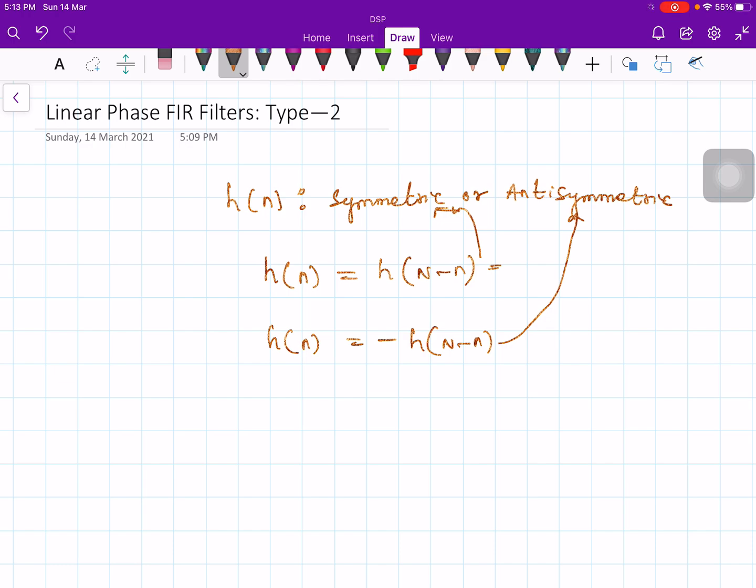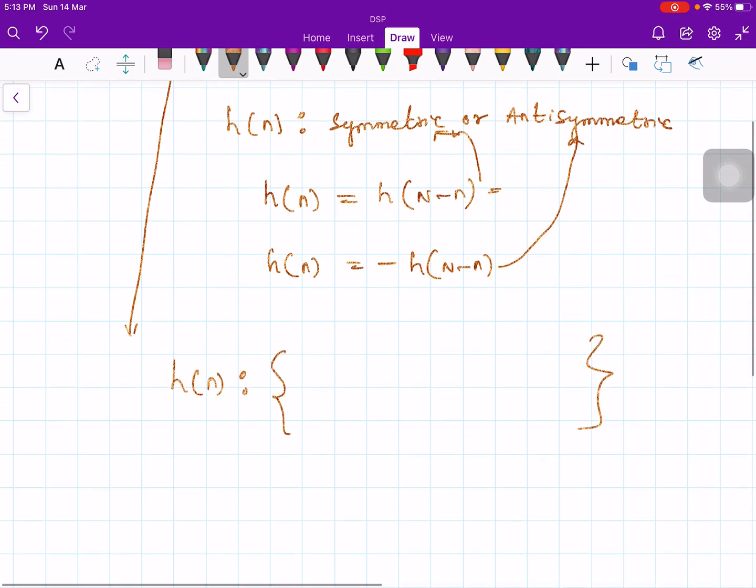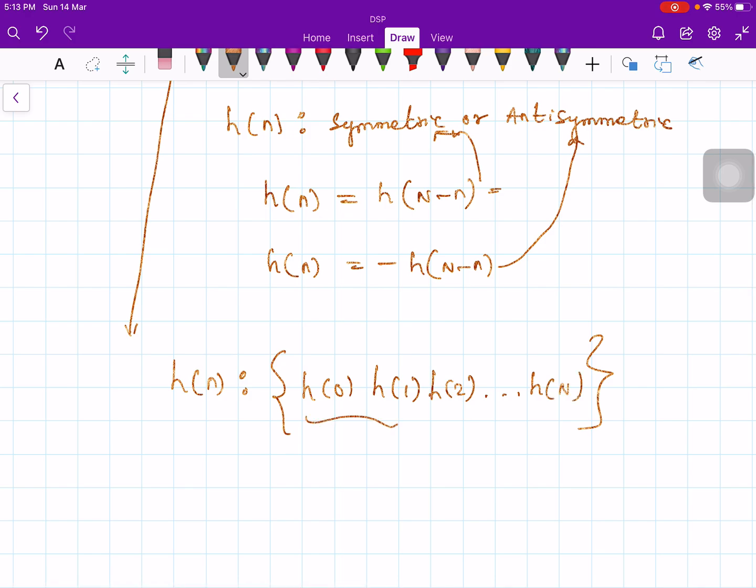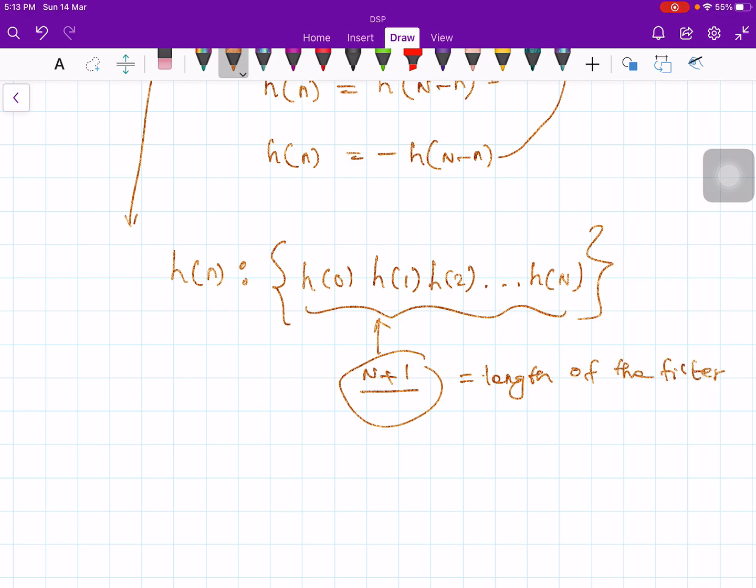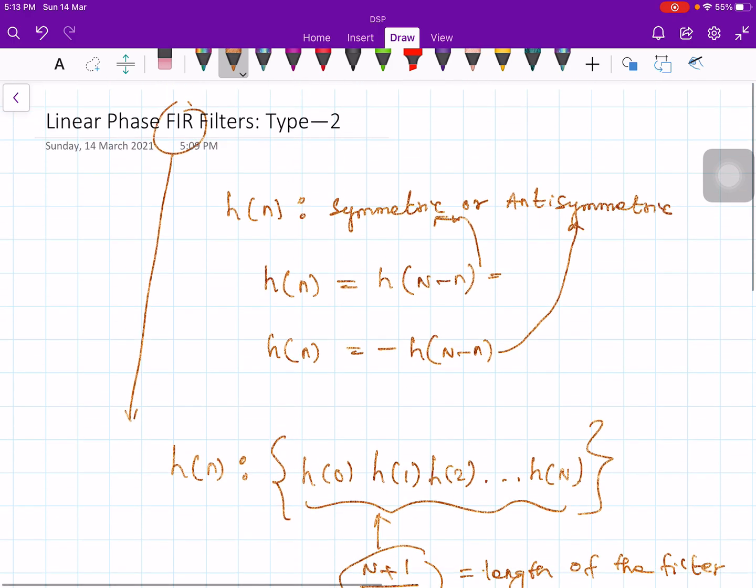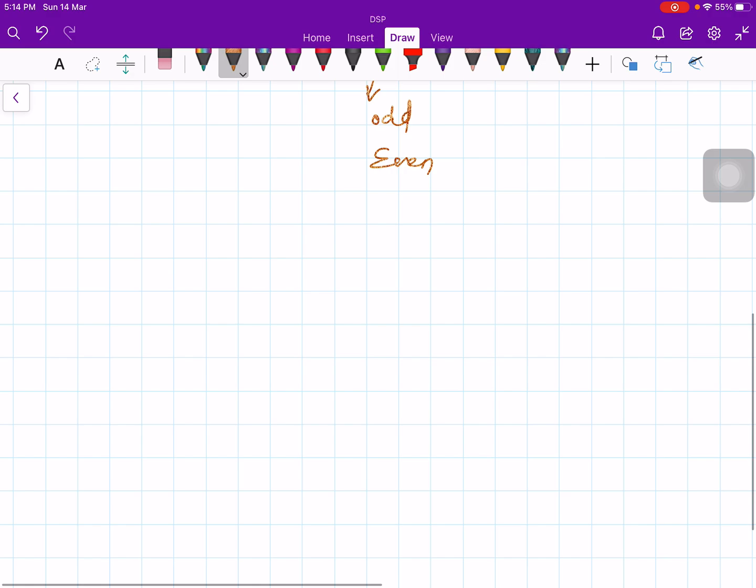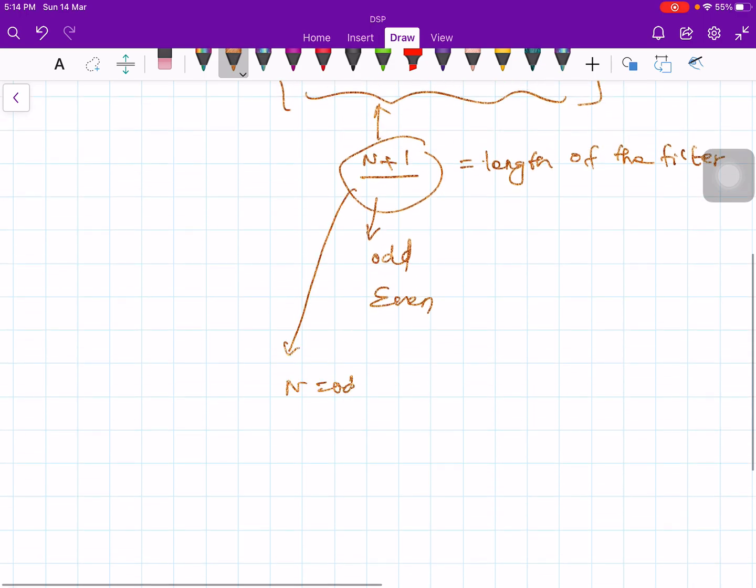Since we are discussing FIR filters, finite impulse response filters, the impulse response has only a finite number of elements: h of 0, h of 1, h of 2, up to h of capital N. So how many samples do I have here? Capital N plus 1 samples. This N plus 1 is called the length of the filter, and it can be either odd or even. So I have two more classifications. Previously I had symmetric or antisymmetric. If you combine these, we have four types, and capital N is called the order of the filter.